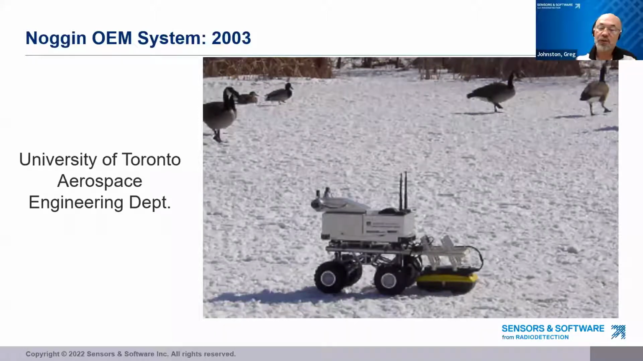I think that it's just natural that when you make hardware that does something useful, people want to be creative with it. They want to integrate it in with their device and control it. To that end, we did this with GPR. In 2003, we released what we called the OEM Noggin. Customers were provided with a list of commands to control data collection over serial communication. It was slow, but it worked. This photo is from the University of Toronto Aerospace Engineering Department. They were working on a planetary rover that would use GPR to image the subsurface.